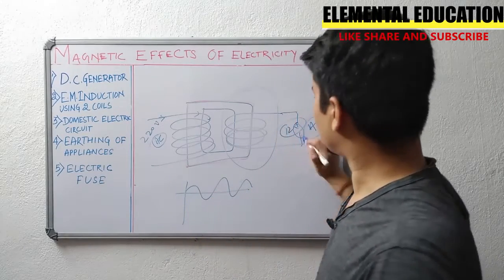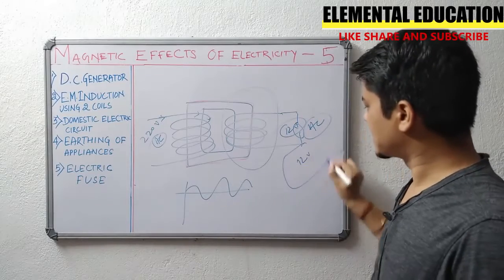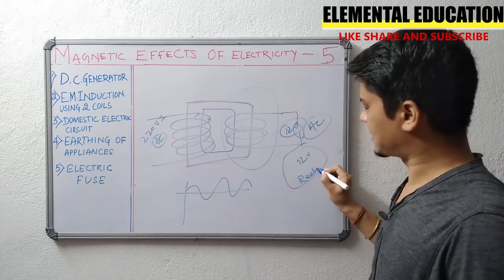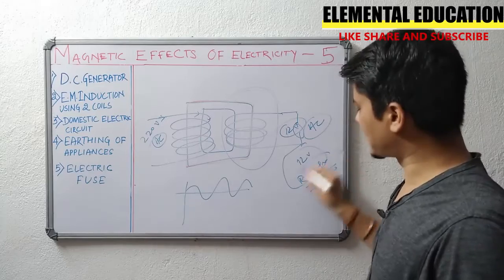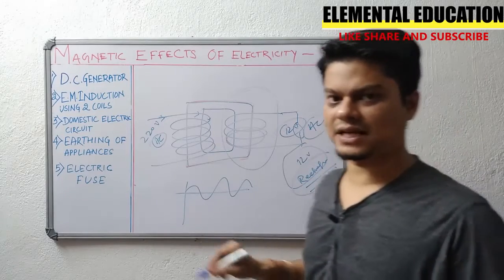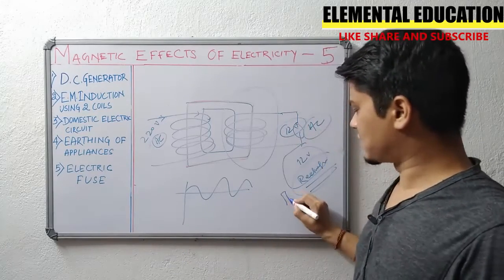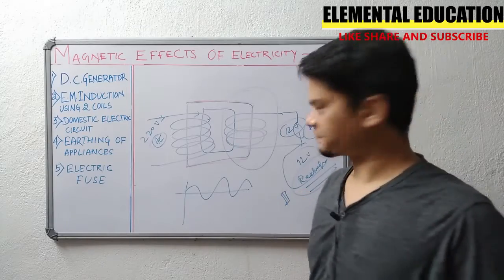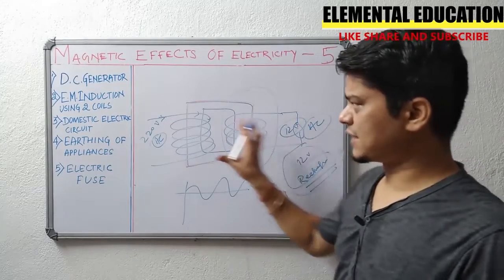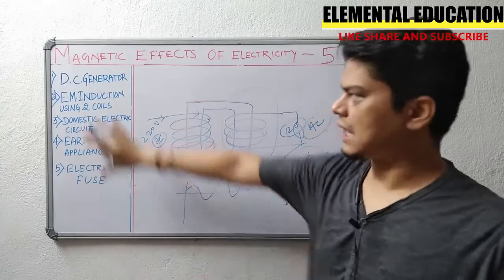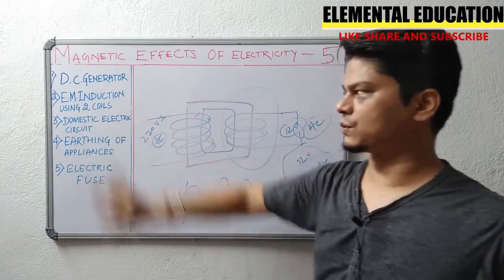If I want 12 volt DC, I will use a rectifier in it. Rectifier, that we will study in our 11th class. What is a rectifier? What is a bridge rectifier? Or a diode. Diode is also known as a rectifier, simple rectifier. So this is how we are inducing current. So I hope this topic is also clear for you.